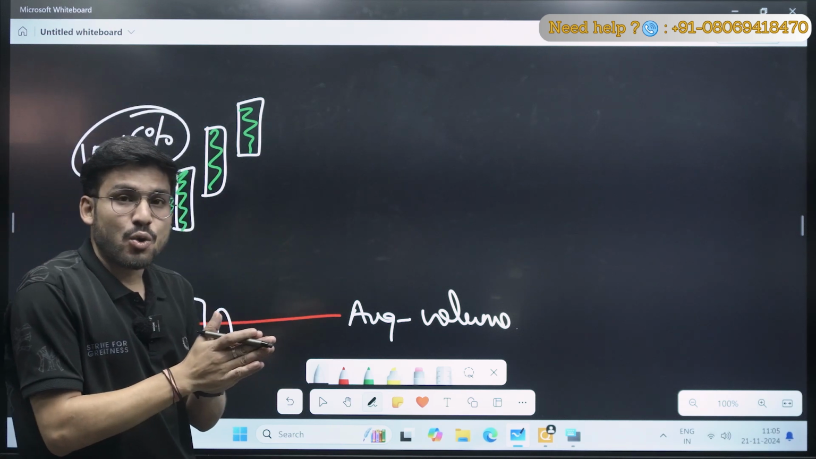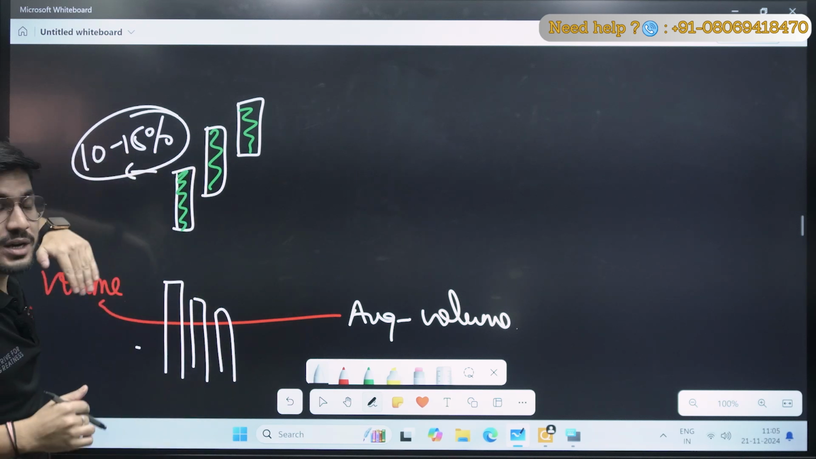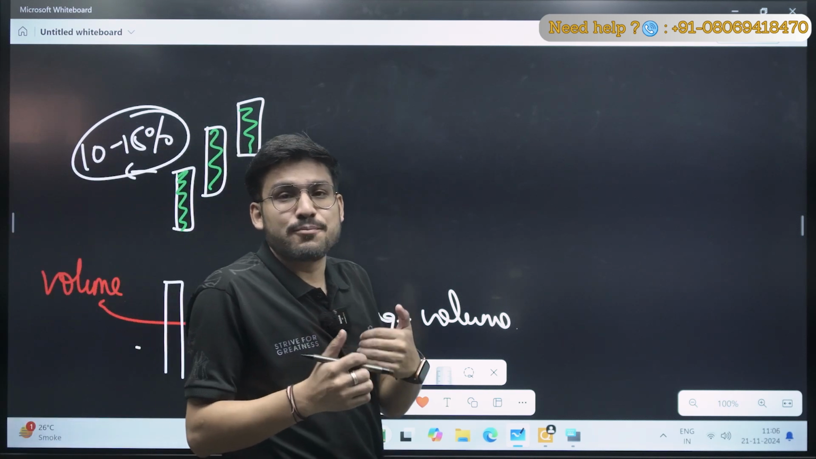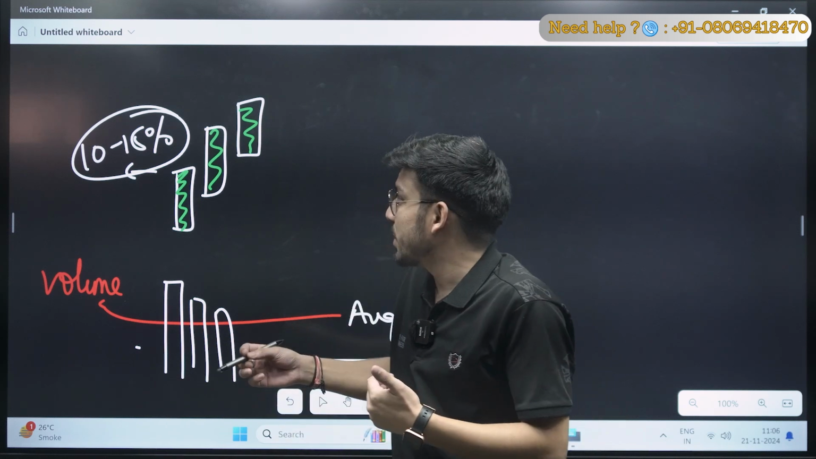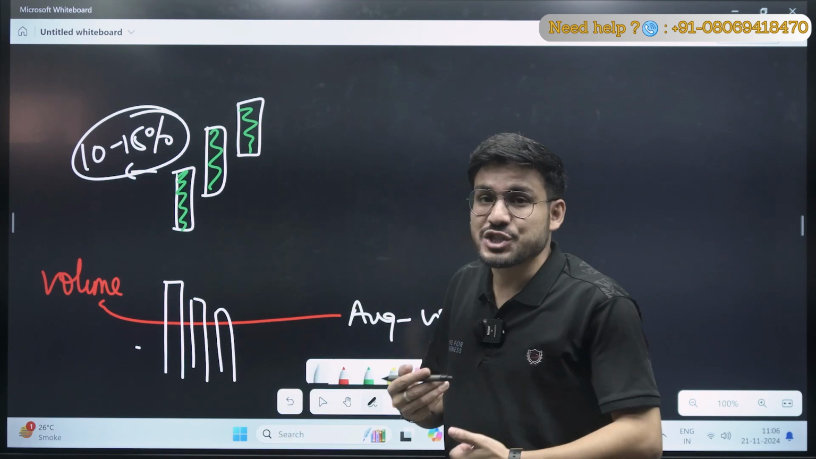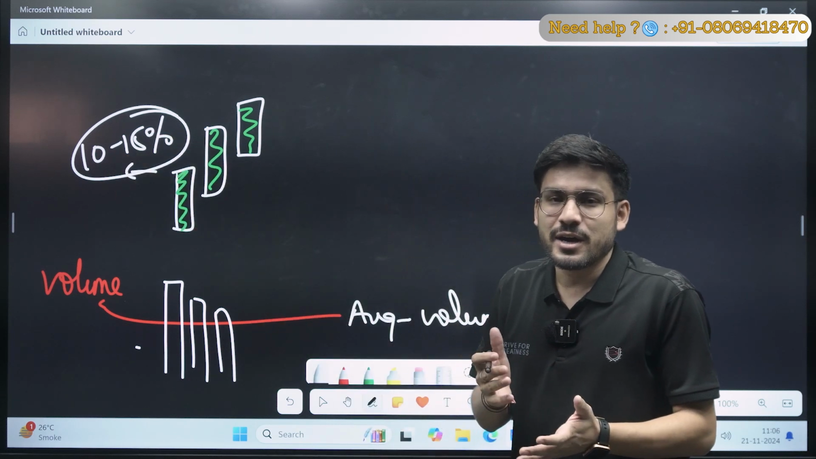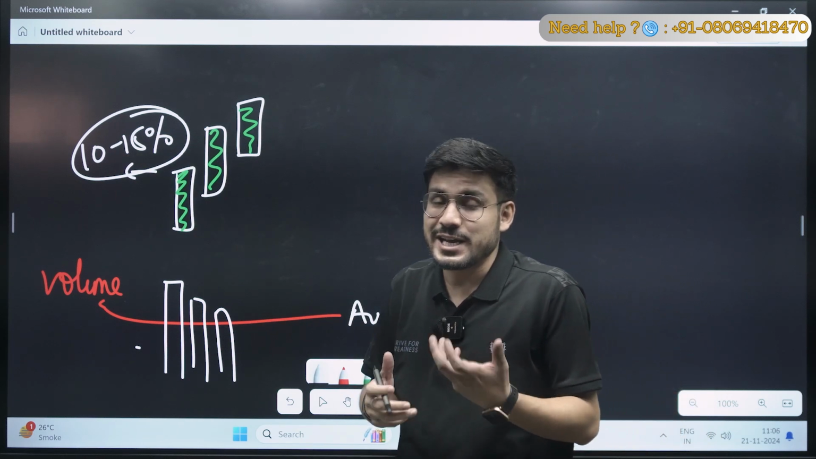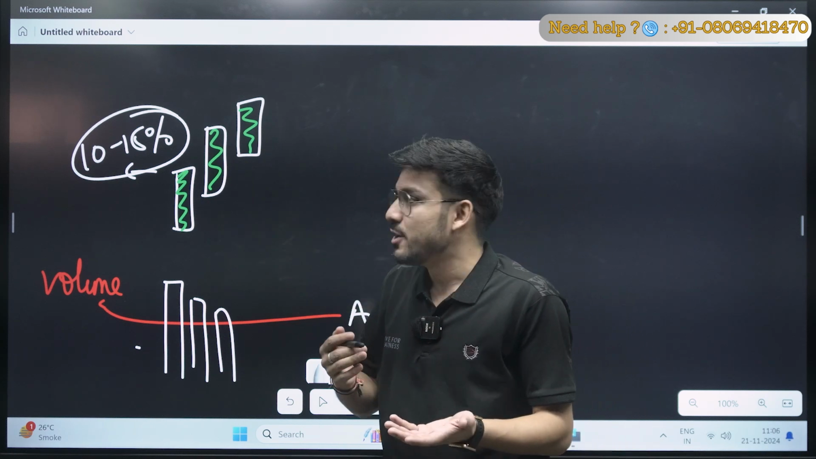Now why is it happening here? Why am I getting a 10 to 15% move here? Because there must be some big players, financial institutions, which are taking trades or entering the market, and that is why I am getting a movement here. Usually there are very rare chances that you will be able to capture this move, but we will enter the trade.